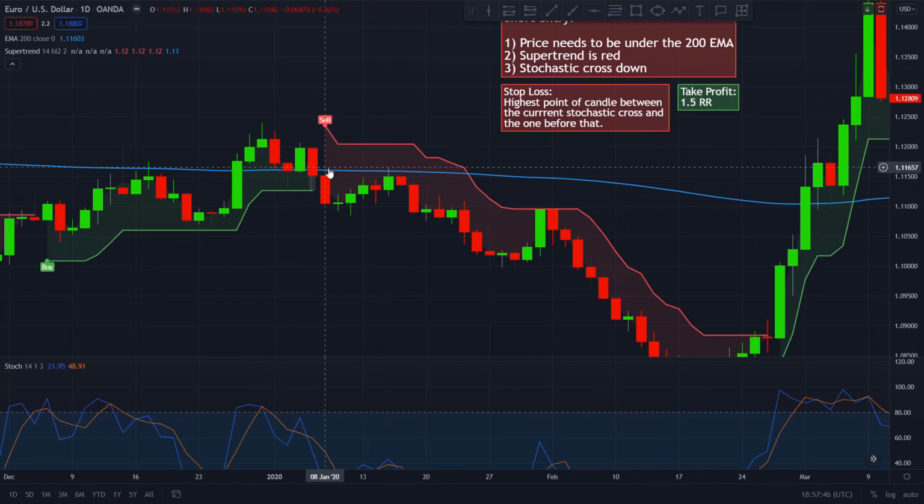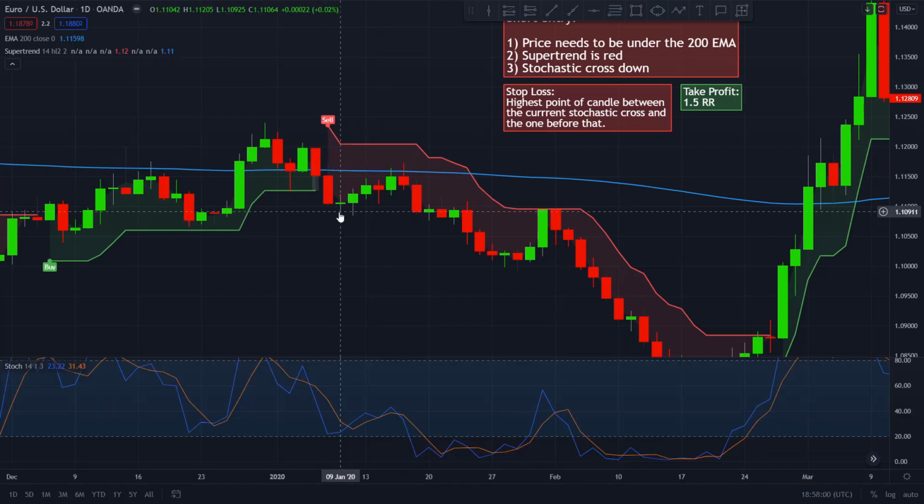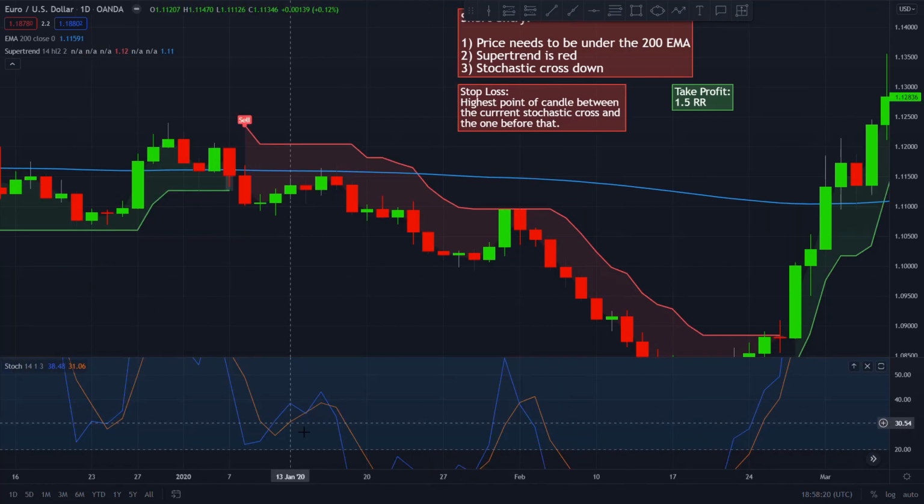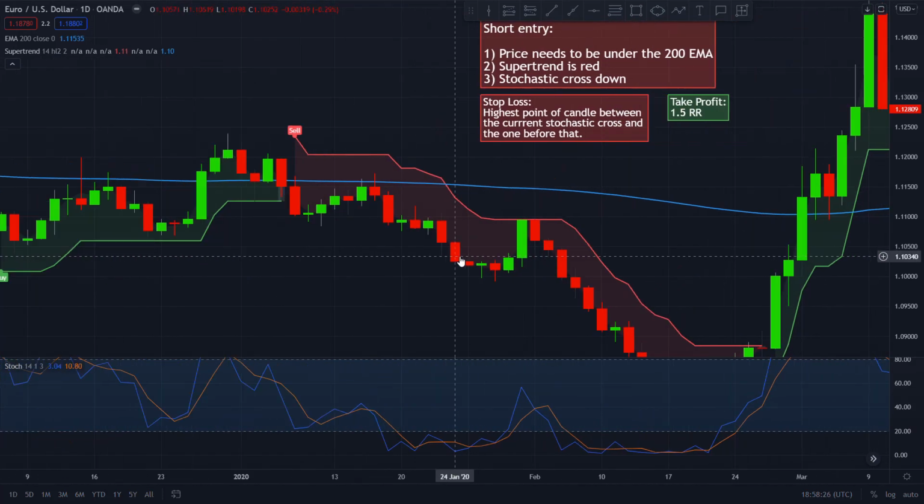As you can see here, price is trending below the 200 EMA. We have a red Supertrend above us. So now we are only looking for a stochastic cross down. Let's see when that will happen. Here you have a stochastic cross up, so it's not an entry. But on this candle, you will get a stochastic cross down. It's barely visible, but if I zoom on it, you will see it. Right there. So that's going to be an entry.